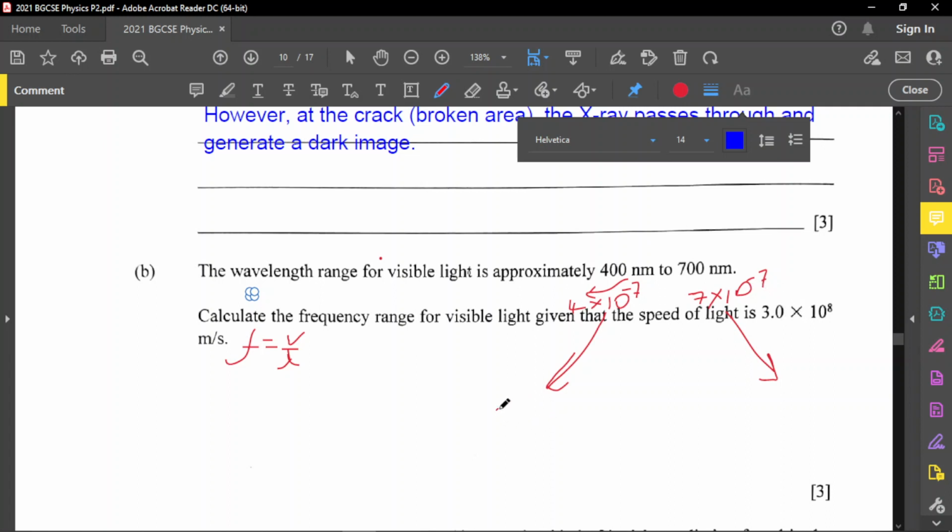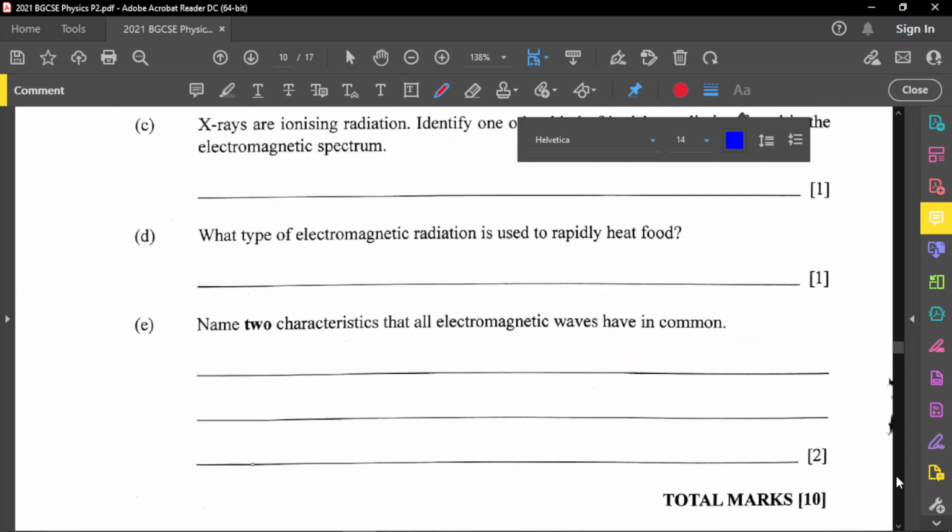Let me say 3 times 10 to the 8. So that is our speed. So 3 times 10 to the 8, divided by the wavelength here. And the wavelength is 4 times 10 to the minus 7. So we're going to divide that by 10 to the minus 7. Same thing on this side here. You're going to say, okay, 3 times 10 to the 8.